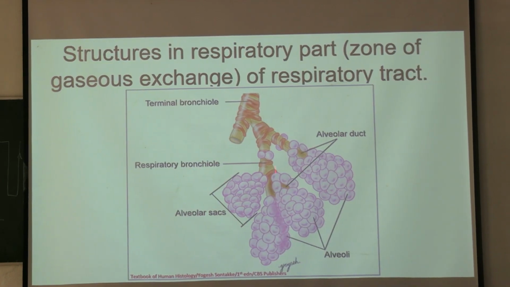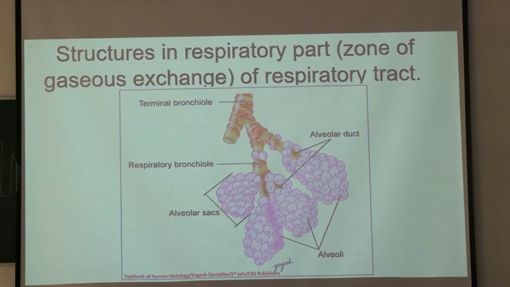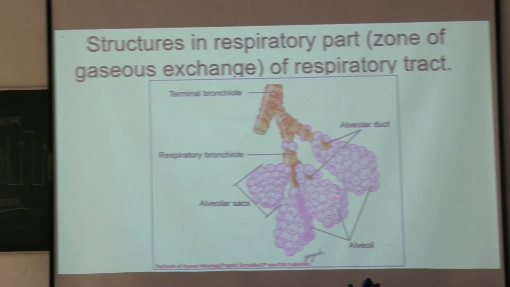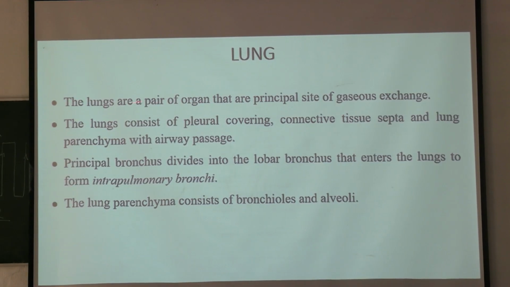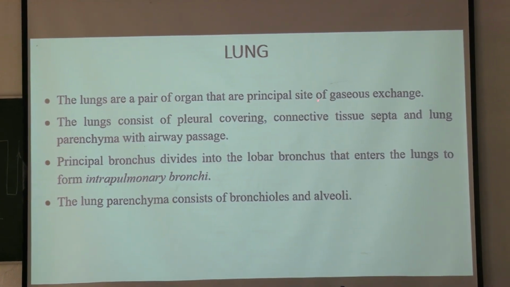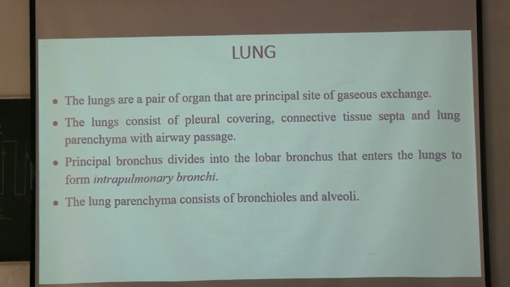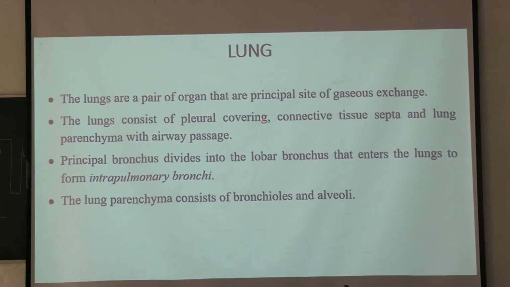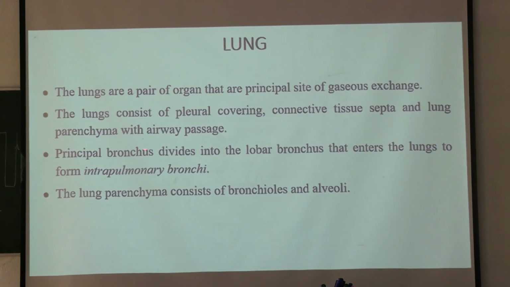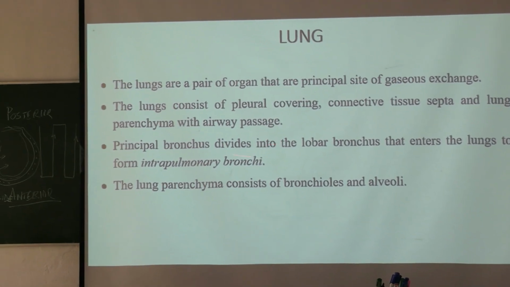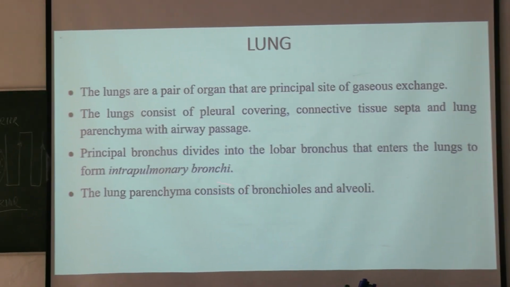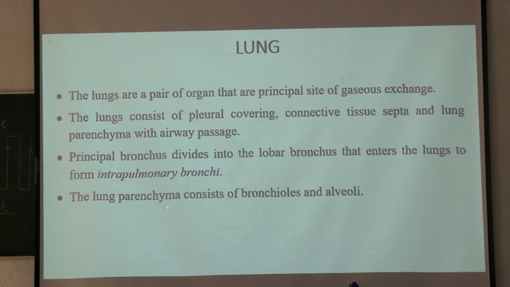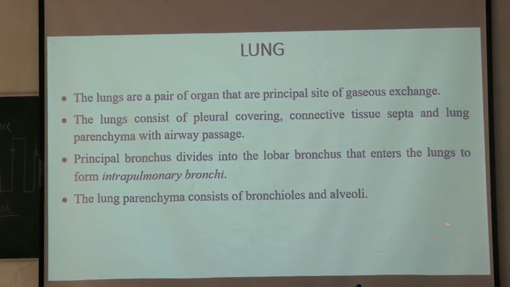Green part is respiratory part, gaseous exchange occurs here, and the red colored one is conducting part, no gaseous exchange. This is the respiratory part. Okay. Terminal bronchiole, respiratory bronchiole, alveolar duct, alveoli. Okay, alveolar sacs, looks like a bunch of grapes. Okay. Next we go to the lung. Lungs are a pair of organs that are the principal site of gaseous exchange, and consist of pleural covering, connective tissue septa and lung parenchyma with airway passage. Principal bronchus divides into lobar bronchus that enter the lungs to form the intrapulmonary bronchi, and the lung parenchyma consists of bronchioles and alveoli.